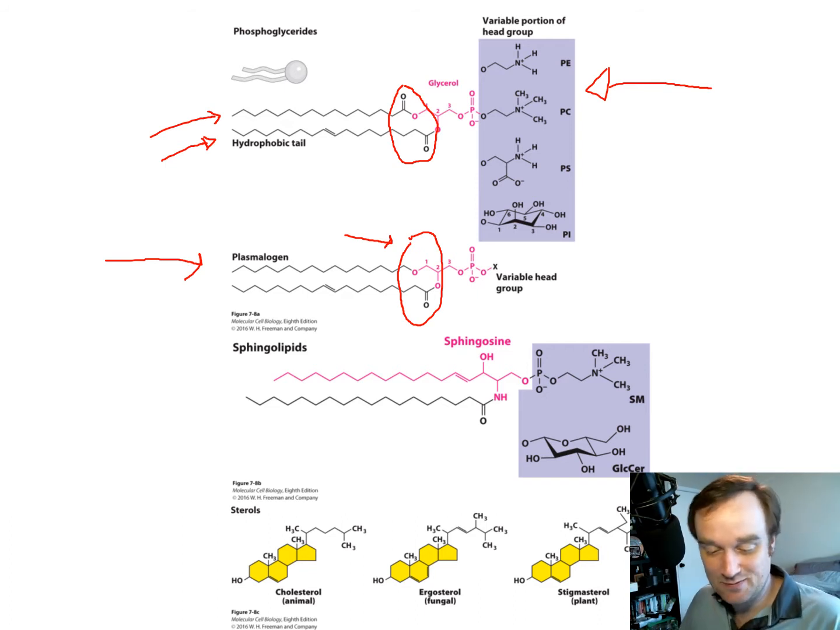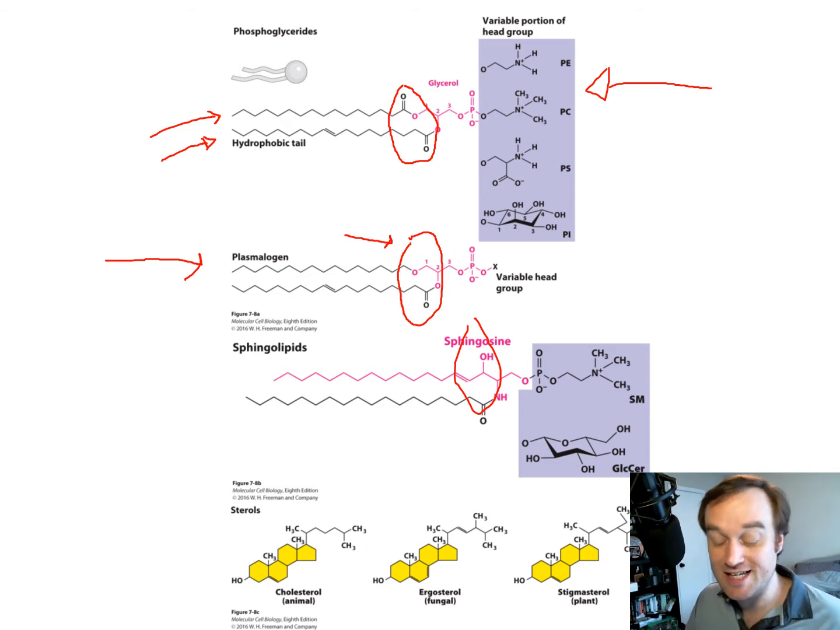phosphoglycerides. We also have sphingolipids, and these are derivatives of sphingosine. The difference between this and the phosphoglycerides is the attachment point again. Here we have attachment by an amide group as opposed to the ester or ether linkage from the phosphoglycerides. And they also have differences in the head group.